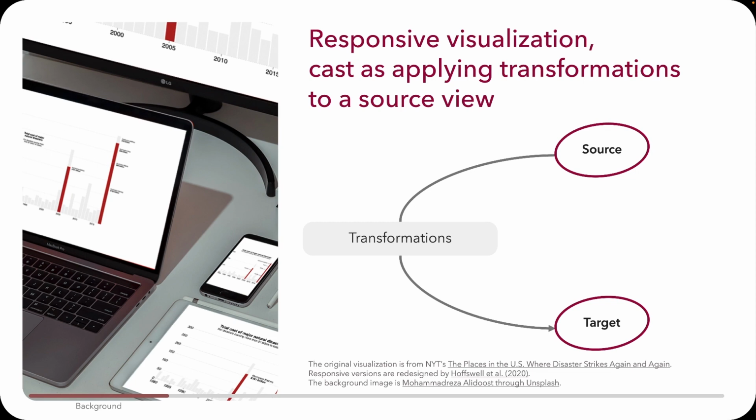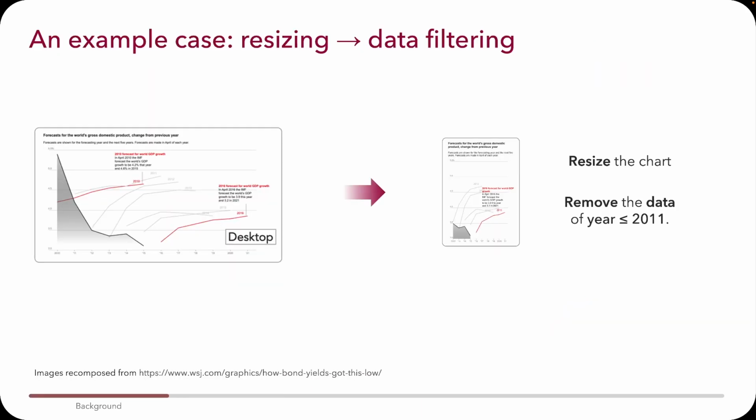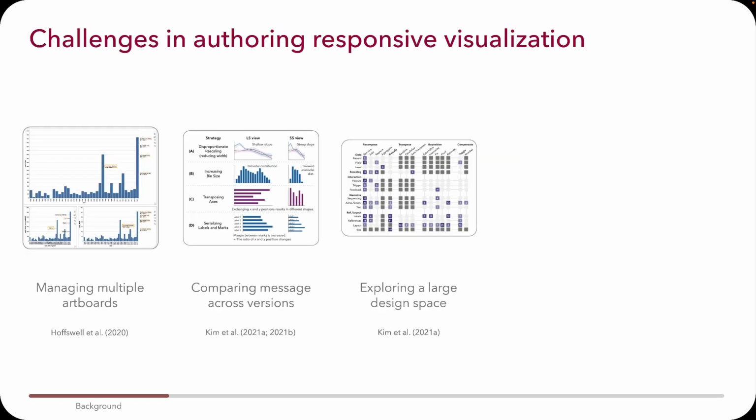Prior work has identified applying a set of transformations to a source design as a frequent approach to authoring responsive visualizations. Here's a short example case. This line chart describes forecasted changes in the GDP growth rate over time. From the desktop to the mobile version, the author changed the size and removed a subset of the data.